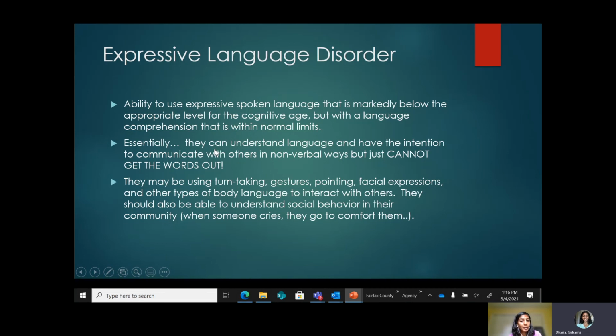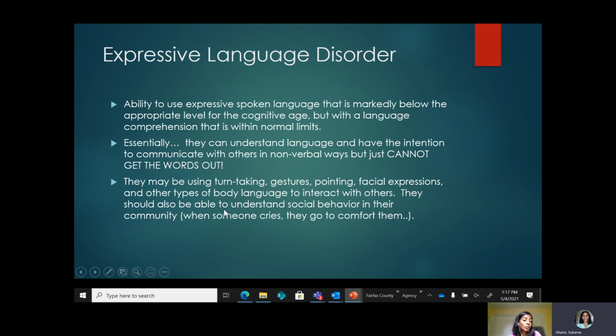And the other aspect of it is that they still have that intent to communicate, right? So they're using other ways. They may not be able to verbally express themselves, but they're using every other way they can, using gestures and other things like pointing and facial expressions. Maybe their turn taking or tone of voice, other things that they can do, to make sure that their intent to socialize and engage and communicate is being recognized.